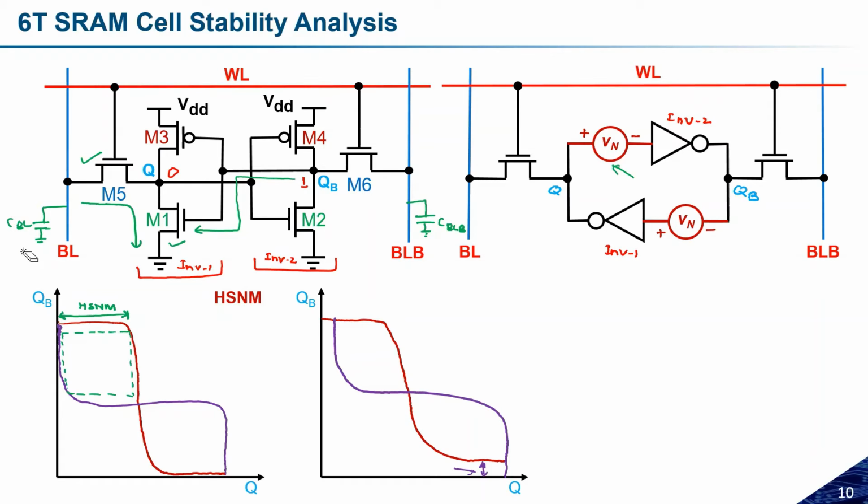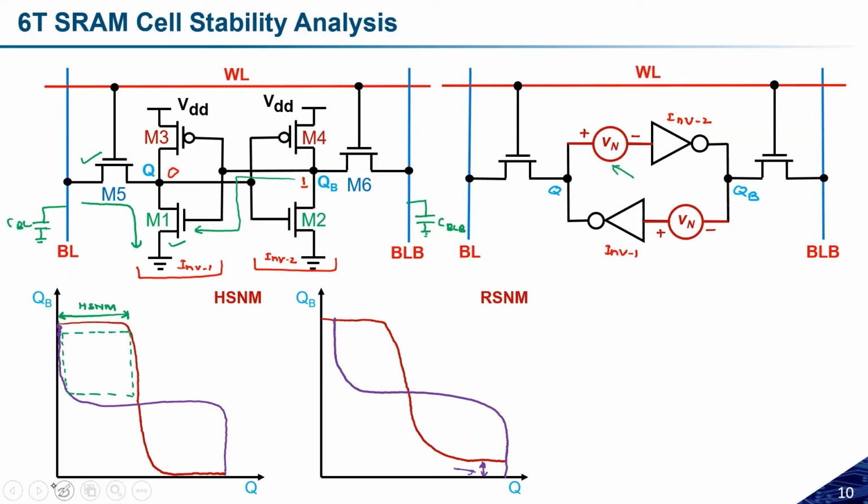Okay. Now how should I explain this thing? Let me think a little bit. Can you explain the second graph, only that much? Yeah, the first one is simple. The second graph is for the read static noise margin. That's it. Let me explain it again.